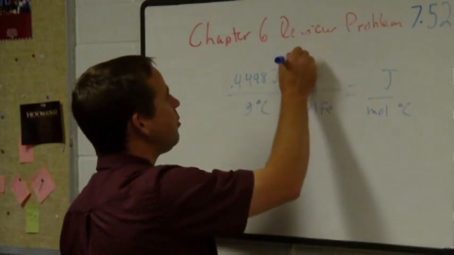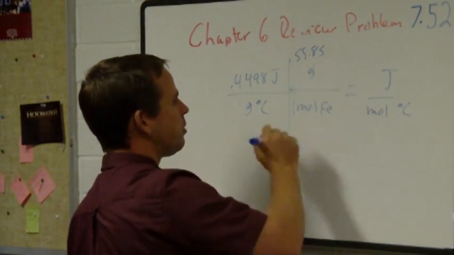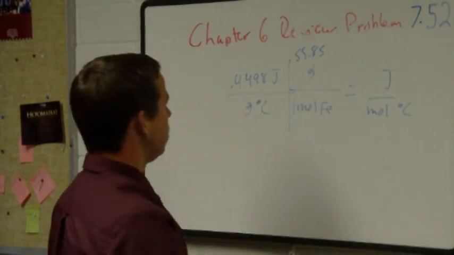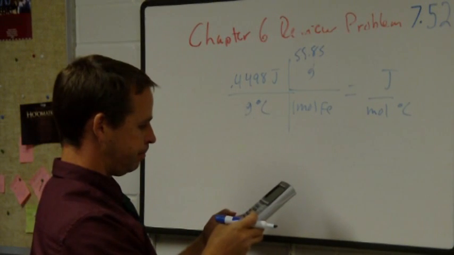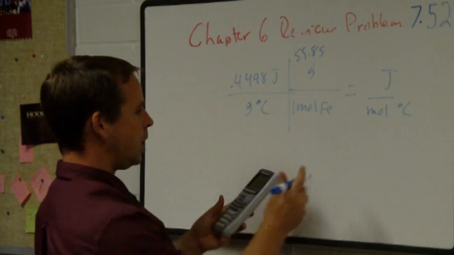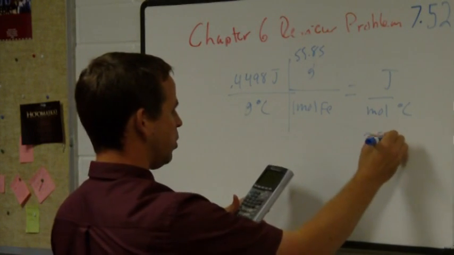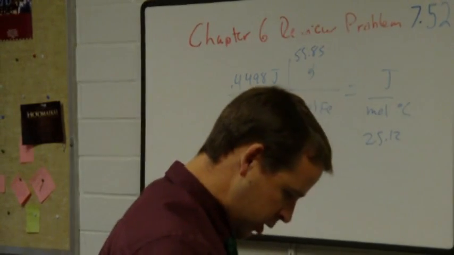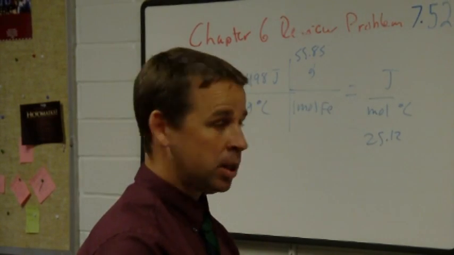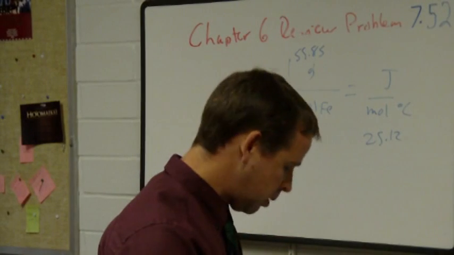55.85 grams of iron for every mole of iron. So if we take 55.85 times 0.4498, then we get 25.12 joules per mole degree Celsius. That's just called dimensional analysis: looking at the units and trying to get what we want to get.